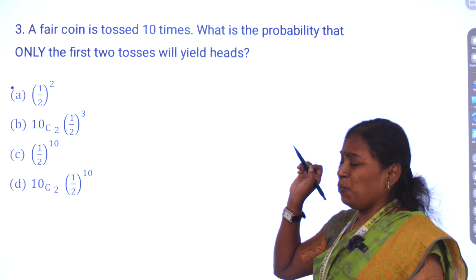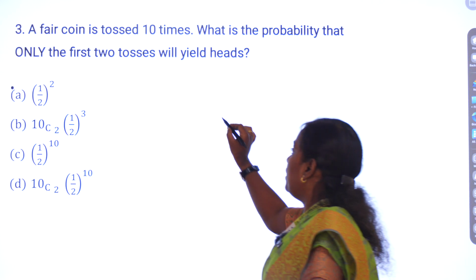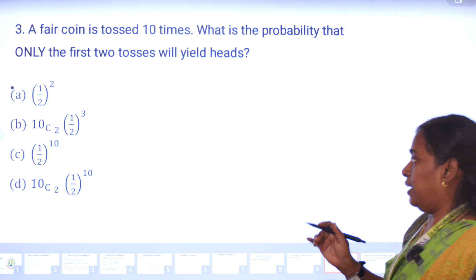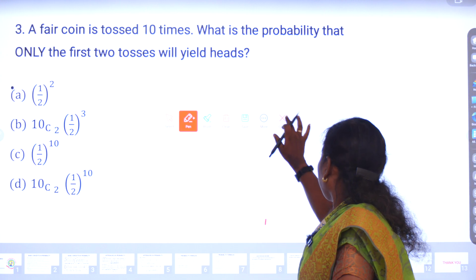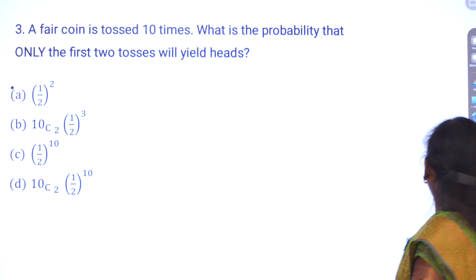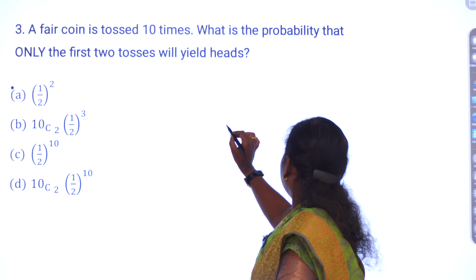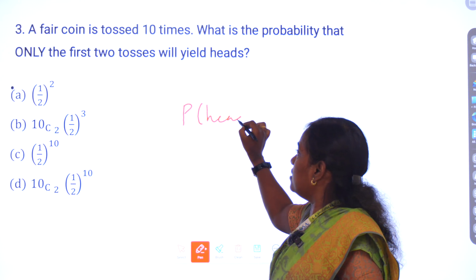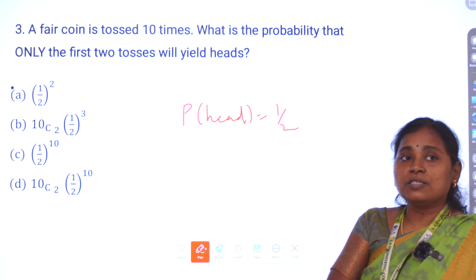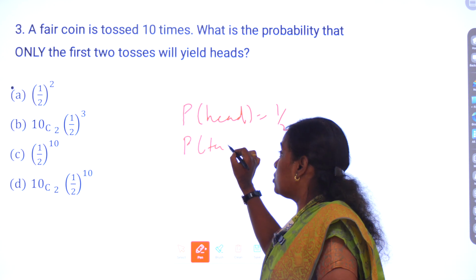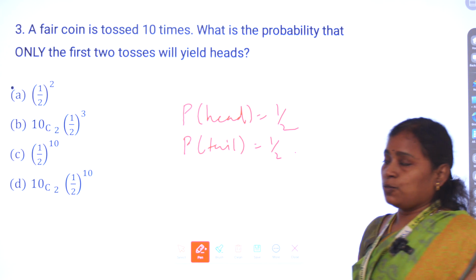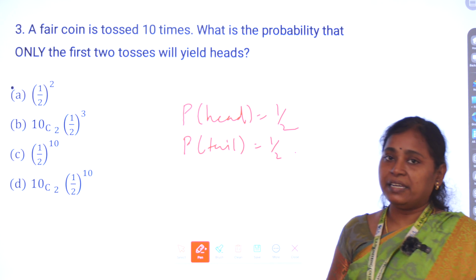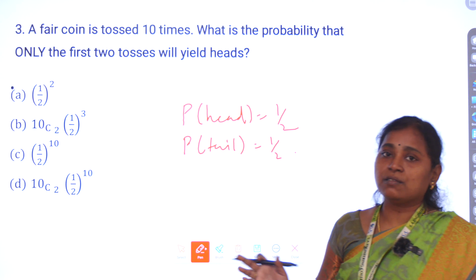So now when a fair coin is tossed, what is the probability of getting head? There are only 2 options. When a coin is tossed, what are they? Head and tail. So probability of getting a head is nothing but 1 by 2. Similarly, probability of getting a tail is also equal to 1 by 2. So when a fair coin is tossed, immediately it should come to your mind that probability of getting a head is 1 by 2 and the probability of getting a tail is also 1 by 2.